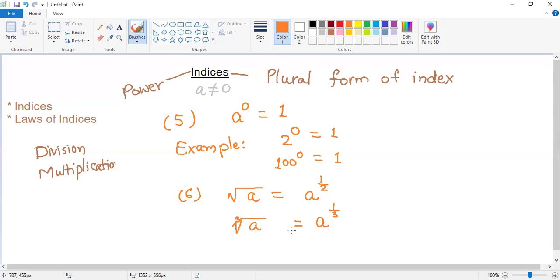So these are the laws of indices, and I hope you understood all the laws, and let's see you in your next lesson.